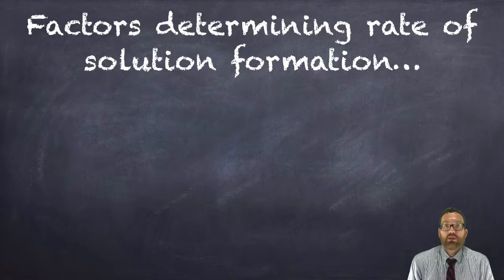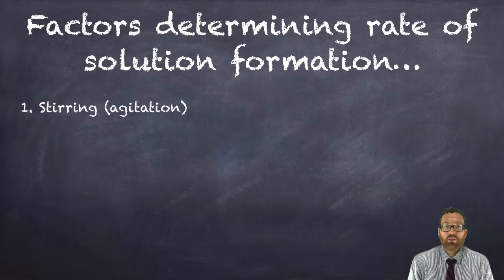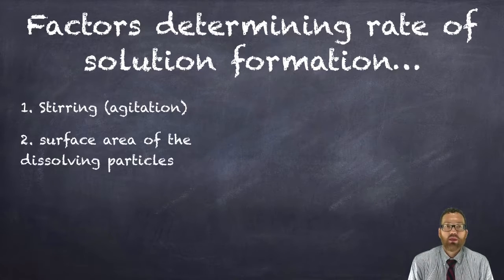So there are factors that determine the rate of solution formation. One is stirring. A fancy word for that is agitation. It just means you're stirring up the solution. You know, if you stir a Kool-Aid or an iced tea mixture, it will dissolve faster. The surface area of the dissolving particles can also affect solution formation. If it has a higher surface area, it will dissolve faster. If you have a big chunk of iced tea mix, it won't dissolve in water as fast as powdered iced tea mix would. And the third is temperature.